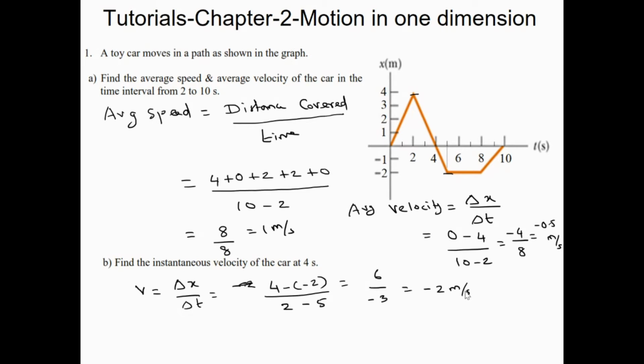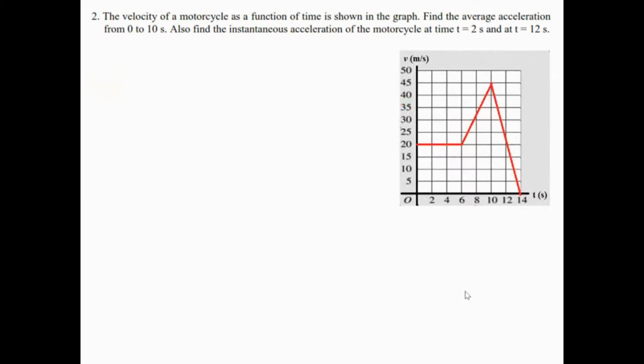Now we have to move to the second question. In the second question, again the graph is given, so we have to read word by word. In the second question, we are going to find the velocity of the motorcycle as a function of time, as shown in the graph. If you see the graph, on the x-axis they have the time parameter, and on the y-axis they have velocity. Find the average acceleration from t equal to 0 seconds to t equal to 10 seconds.